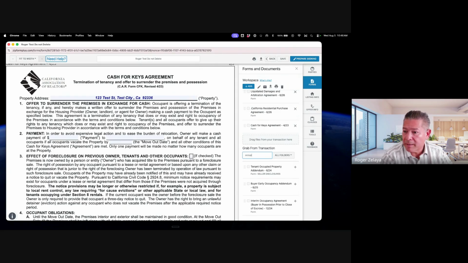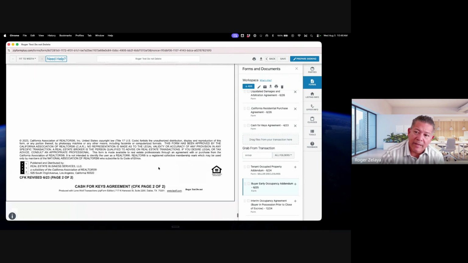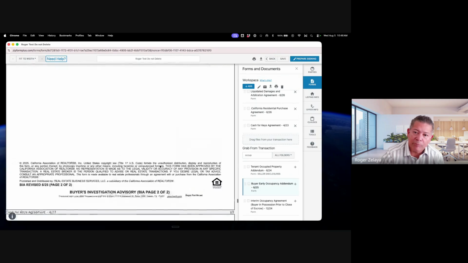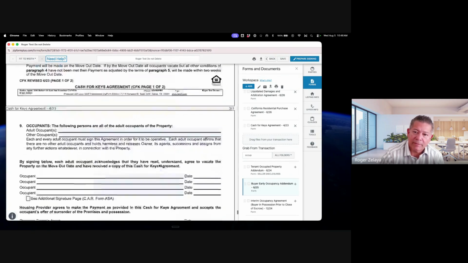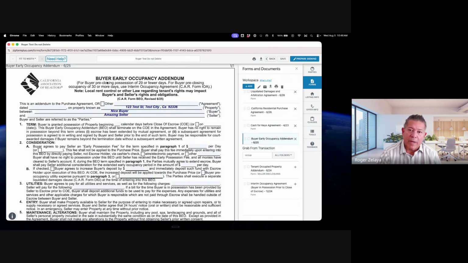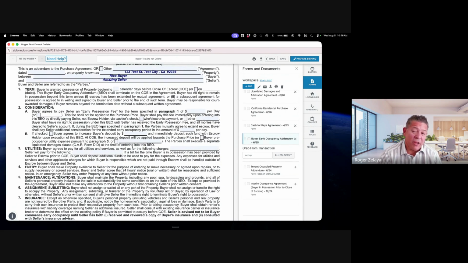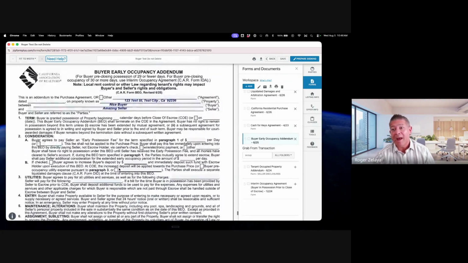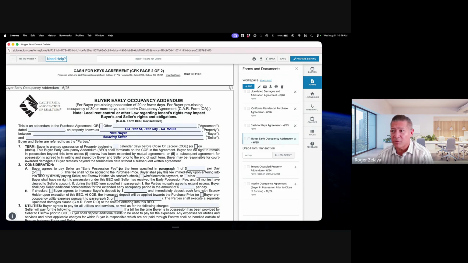Let's see. Yeah, buyer early occupancy addendum, right? Is it on here? Where is it? Oh, I gotta move it up. It's right here. And he did a pretty good job. But I'm like, look, there's a reason why we pay a lot of money to the MLS and California Association of Realtors for them to make these addendums for us, right?